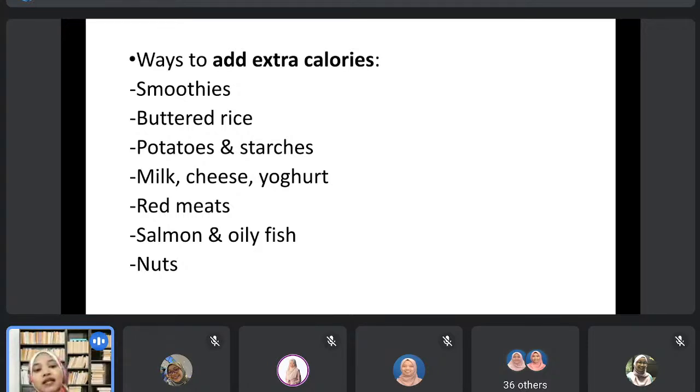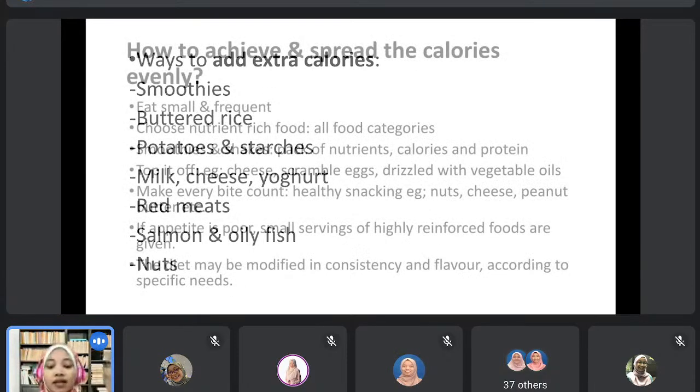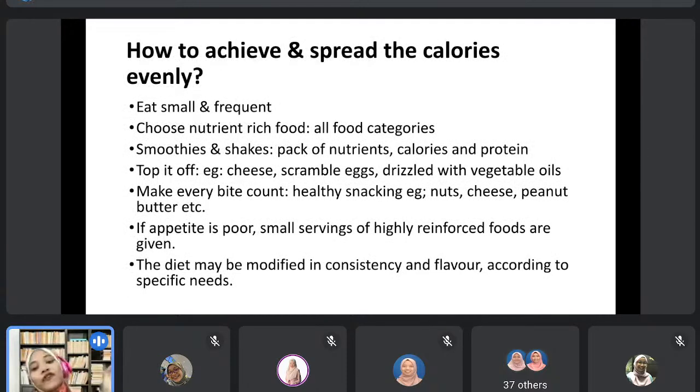Contohnya daripada smoothies tadi kan. So letakkan nuts atas sebagai sprinkles. So that patient can get extra calories from the nuts, from the yogurt, from the ice cream. Okay. So these are the things that you can do to add extra calories into their diet. And how to achieve and spread the calories evenly.